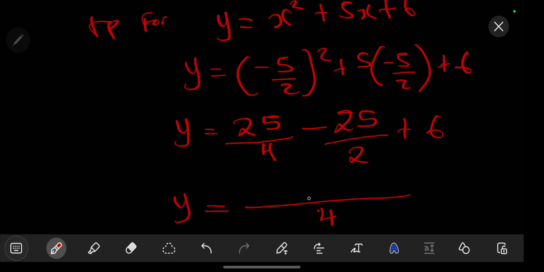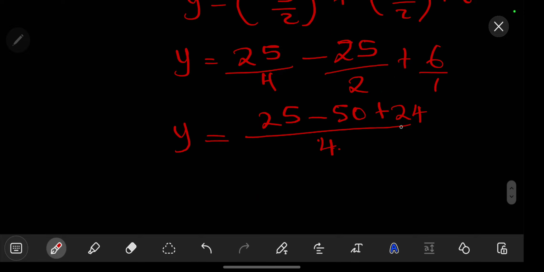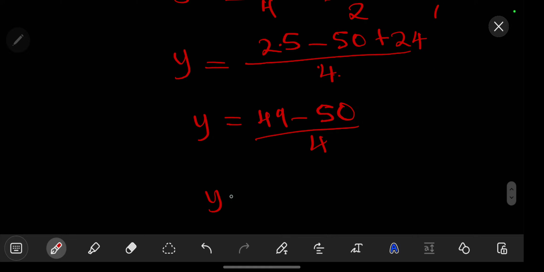Then 4 divided by 4 is 1 times 25 is 25, minus 4 divided by 2 is 2 times 25 is 50, then 4 divided by 1 is 4 times 6, which is 24. So 25 plus 24 will give us 49, minus 50 over 4. So our y value is equal to 49 minus 50, which gives negative 1 over 4.